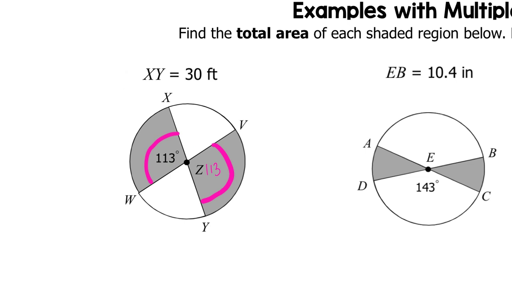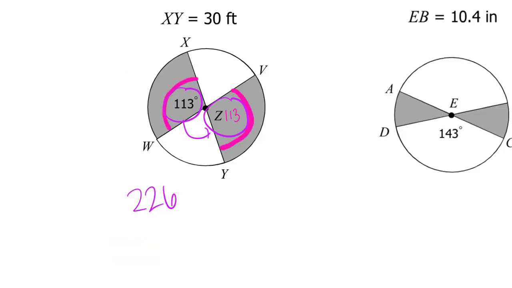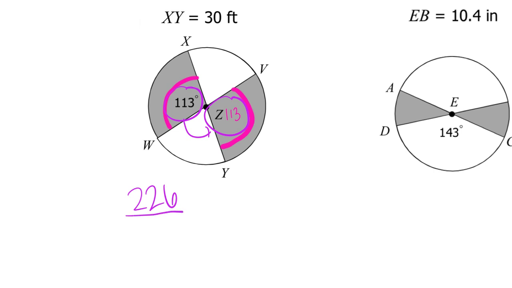Now there's 2 different ways you could go about this. You could find the area of one sector, and then just double it because there's two of them. Or you could just combine these angles right away. So 113 plus 113, that's 226. So basically, I want 226 out of this 360 degrees, and we're going to multiply that by the area formula, which is pi r squared.